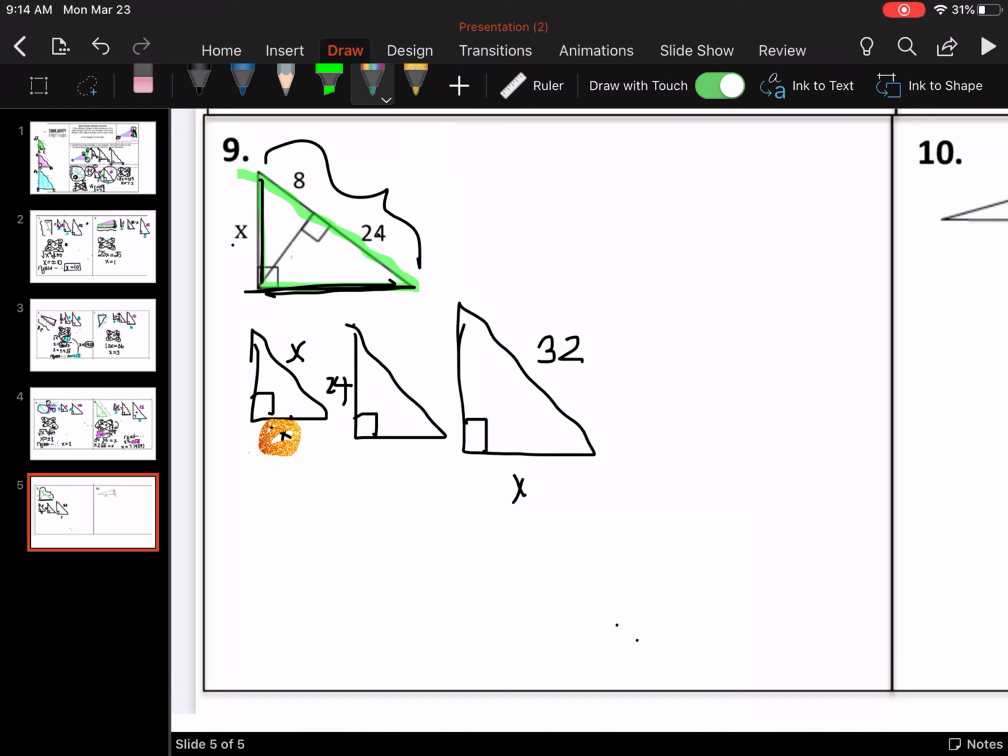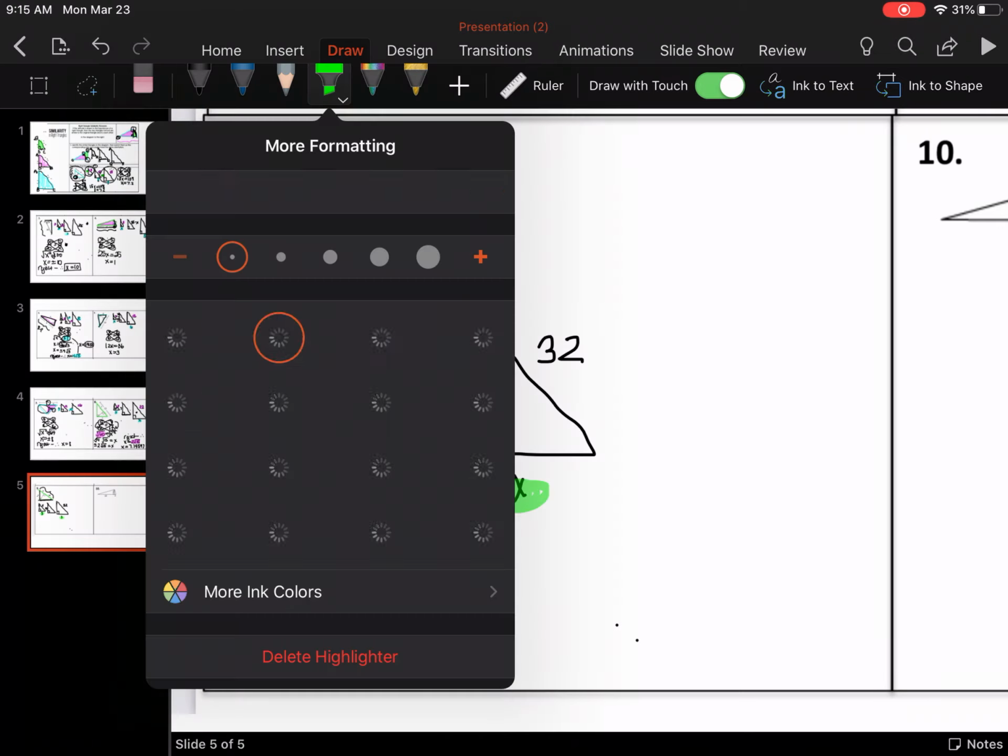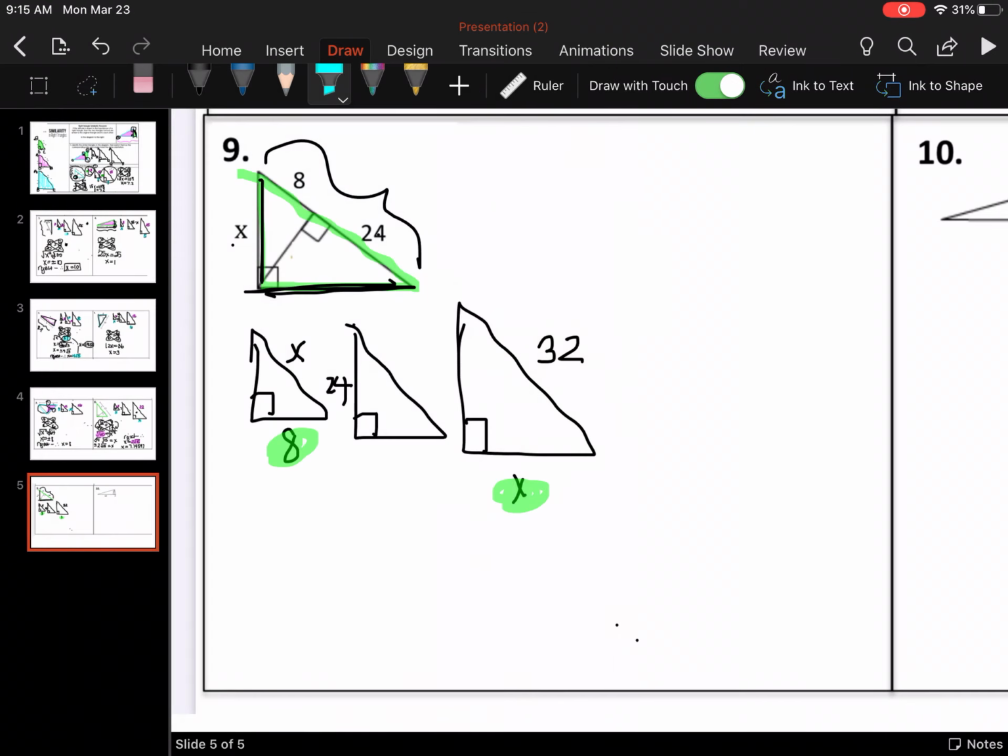Ooh, I'm very sparkly. Oops, that was, I believe, an 8. Okay, so 8 bottom over bottom, 8 over x, and then hypotenuse over hypotenuse, x over 32. So 8 over x, x over 32.